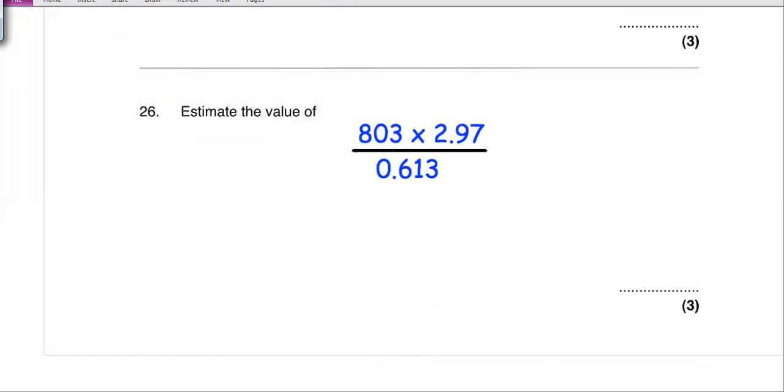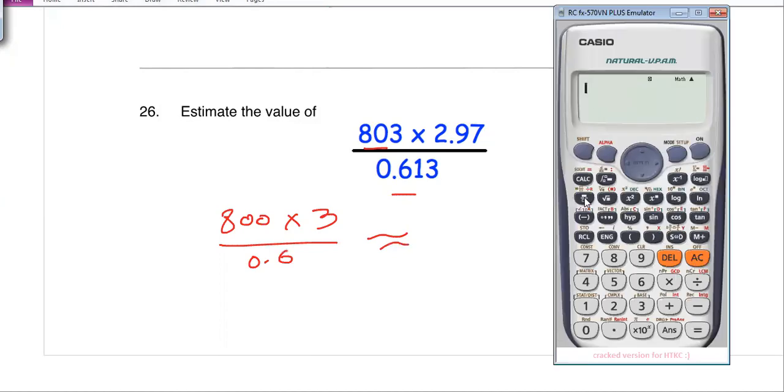Now 803 times 2.97. Round to one significant figure, 800 times, round to one significant figure, is 3. Round to one significant figure is 0.6. So what will it be? 800 times 3 over 0.6, which is 4,000.